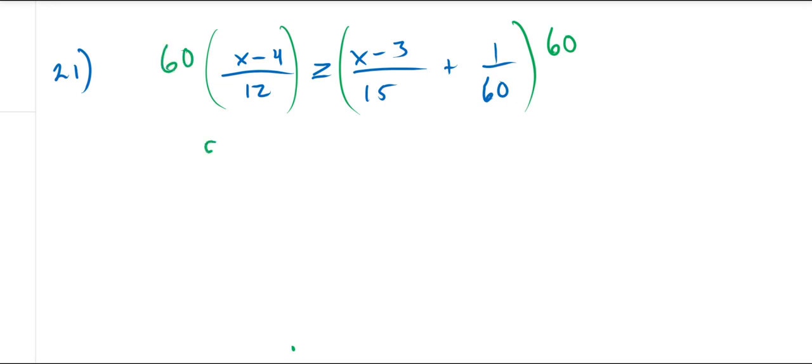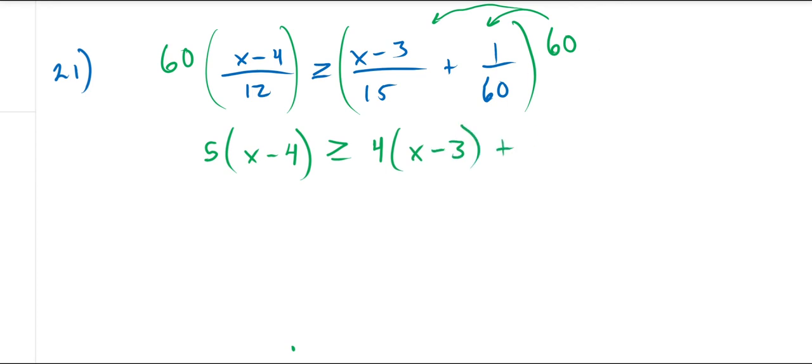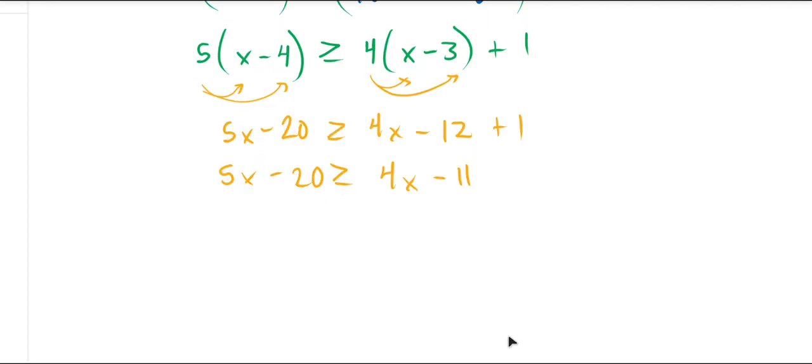Notice that 12 goes into 60 5 times, and so we wind up with 5 times x minus 4. This is greater than or equal to, distributing my 60 to both terms, 15 goes into 60 4 times, so 4 times x minus 3, and 60 goes into 60 once, so this is still plus 1. Let's distribute and combine like terms. Now let's combine like terms around the inequality. So I'll subtract 4x from both sides, and we wind up with a single x over here. Then I'm going to want to move my 20 to the other side. That's going to give me a 9. So we have that x is greater than or equal to 9.